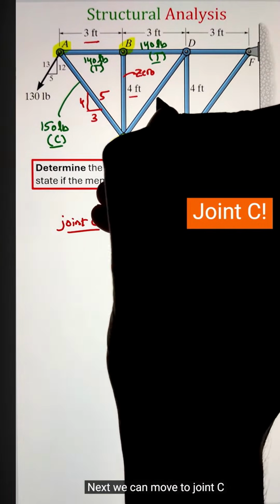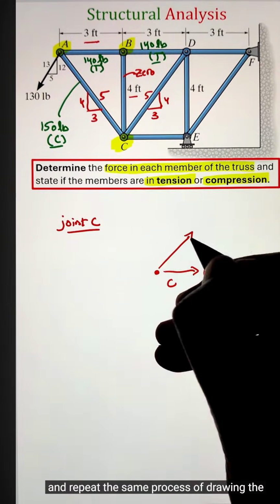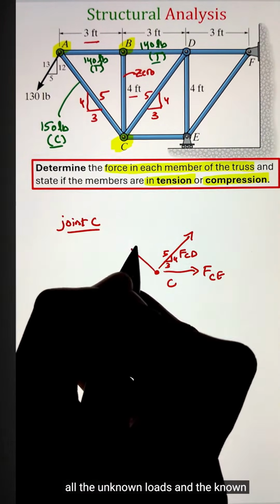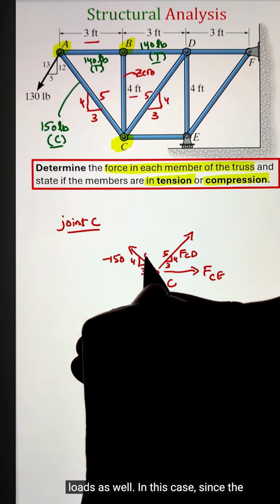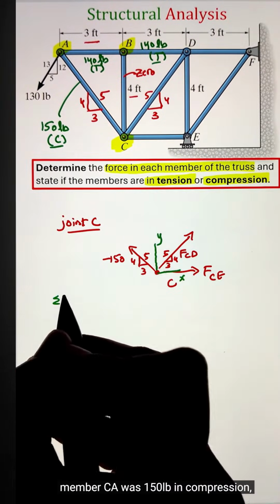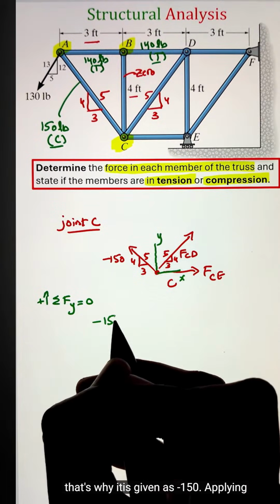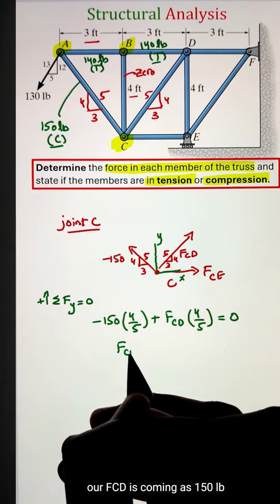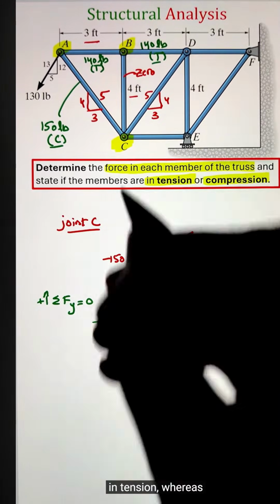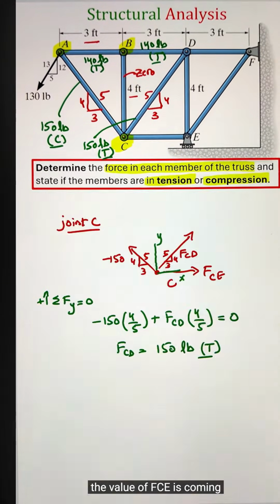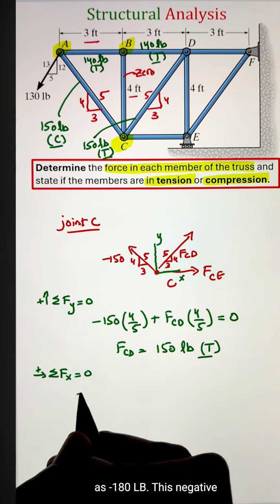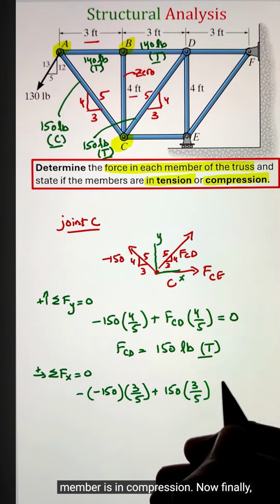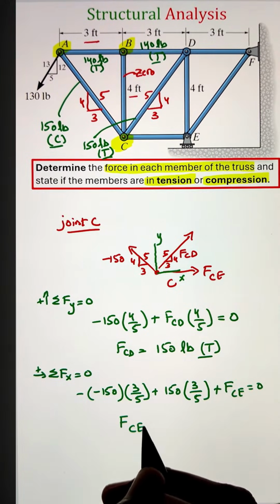Next, we can move to joint C and repeat the same process of drawing the free body diagram and listing down all the unknown loads and the known loads as well. In this case, since the member CA was 150 pounds in compression, that's why it is given as negative 150. Applying the equilibrium equations and simplifying, our FCD is coming as 150 pounds in tension, whereas the value of FCE is coming as negative 180 pounds. This negative sign is indicating that the member is in compression.